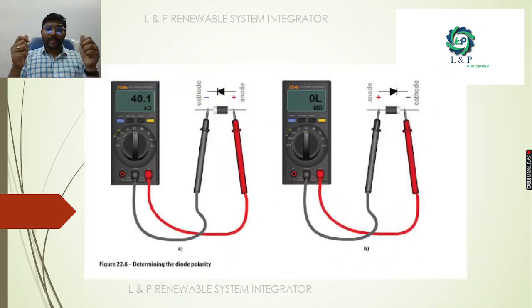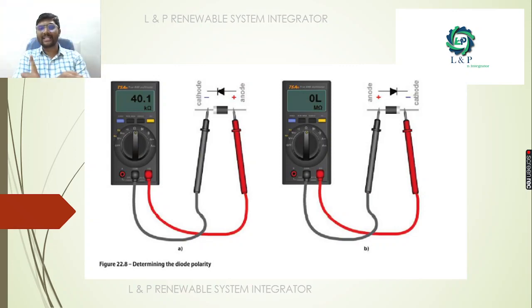Now in order to know the polarity, when you keep the positive probe on the positive side and the negative probe on the negative side, approximately 40.1 kilo ohm you will receive. Or if you change the polarity and check, the resistance or mega ohm value will be OL. It means you can be sure that there is an issue with the polarity, or you are checking with the wrong polarity.